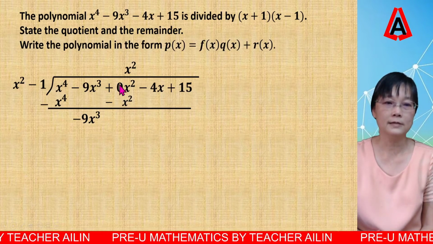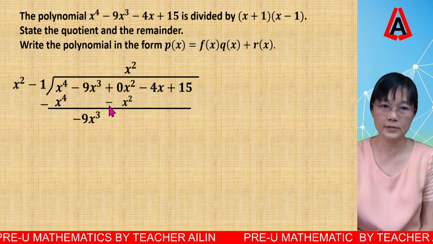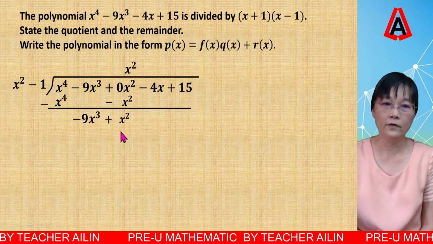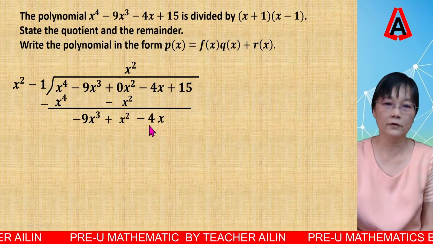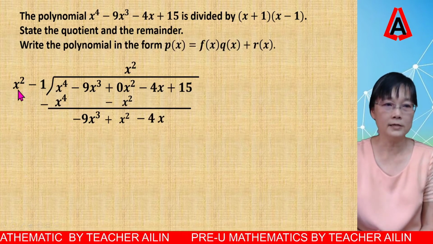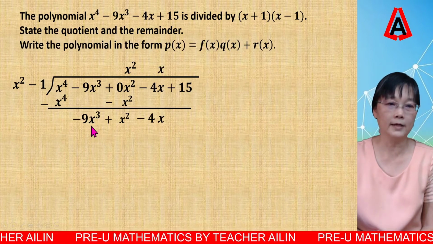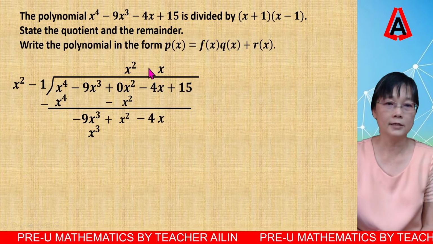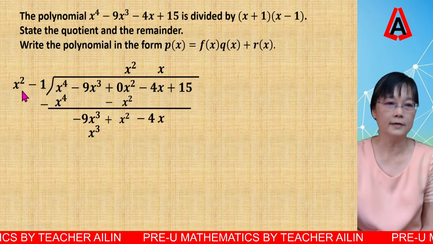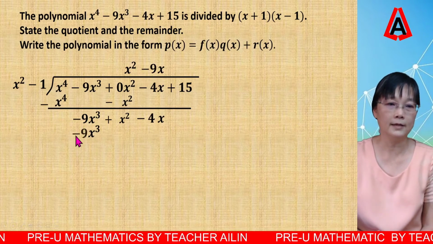For this one, 0 minus negative, so negative becomes positive. Then we get positive x power 2. Then before we continue, we put down the following term. Then we repeat the same step. So for x power 2, we know that x power 2 times x, we will get x power 3. As the coefficient, this is 1. And we should get negative 9. So therefore, 1 times negative 9, we get negative 9.